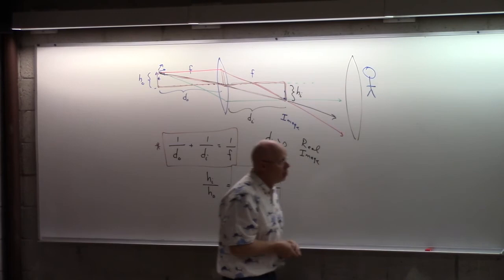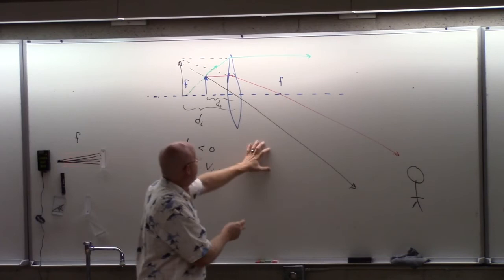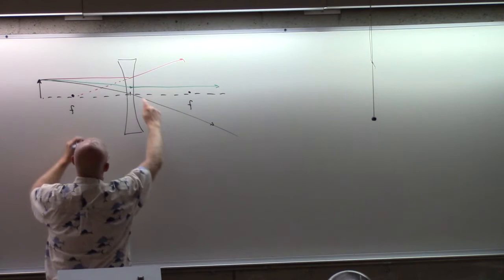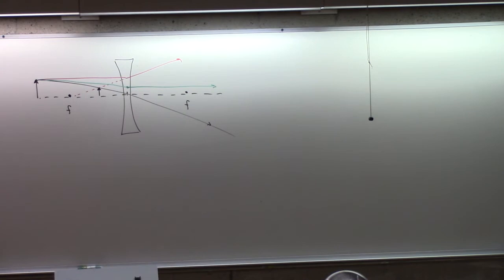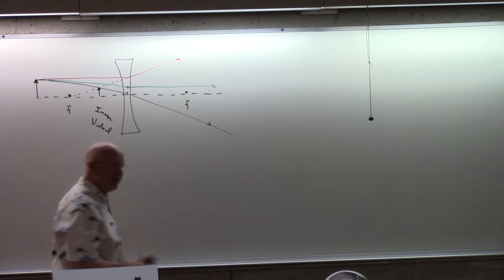You have something kind of like this, where the light, where it really goes, doesn't meet and spread out. It appears to have been spreading out from someplace over on this side of the lens. And so I would say if you trace these back, it kind of looks like the light's coming from right there. And so this would be our image. And I will call it a virtual image also, because again, the light never really did gather there and deviate. It just appears to be deviating from there.